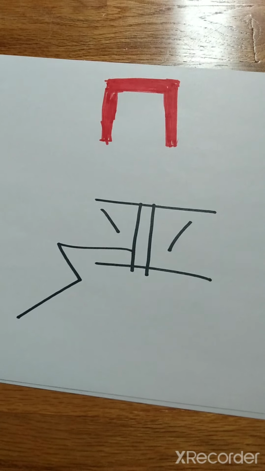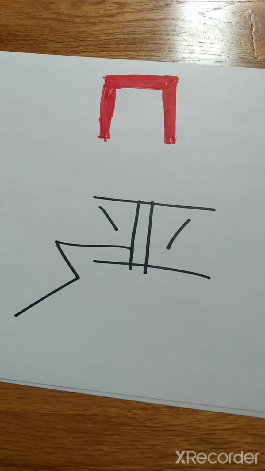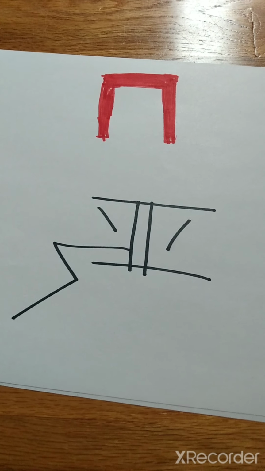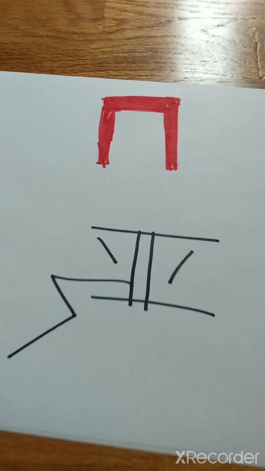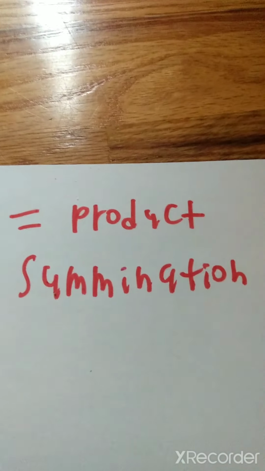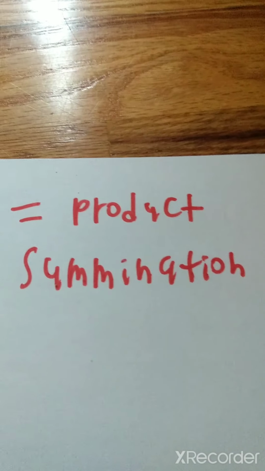Hey, Taoping Line's Math and History, and we're gonna learn a new math symbol. We're gonna learn what this math symbol means. Well, what does it mean anyway? That math symbol represents the product in a summation.